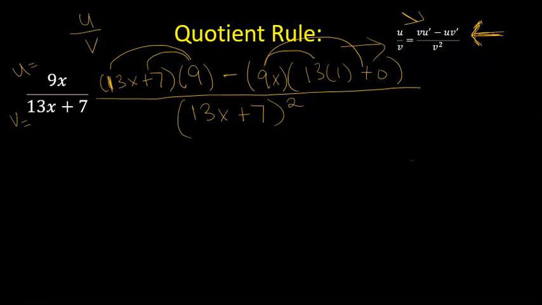So 13x times 9 gives me 117x. 9 times 7 gives me 63. I have that negative sign there. Let's put this in parentheses, or brackets, because it's our first term and then we have the second term. So 9x times 13, what does that give me? Well, it gives me 117x. What about 9x times 0? What does that give me? It gives me 0. Anytime you multiply any number times 0, it equals 0.